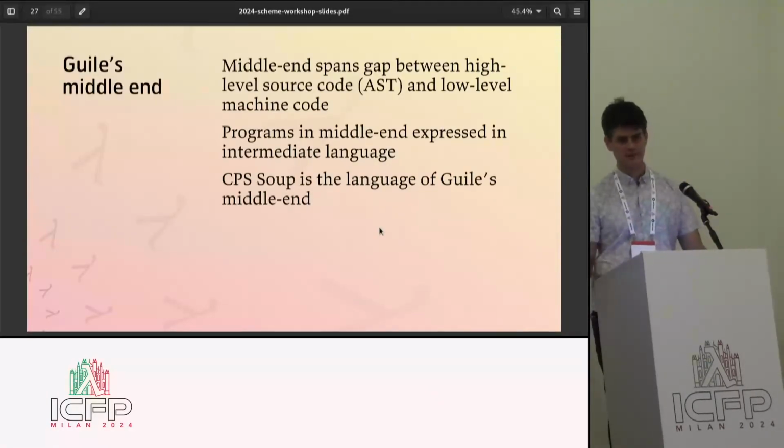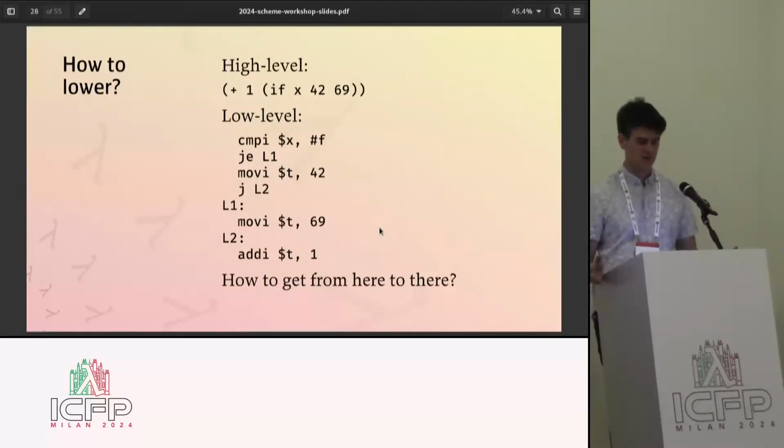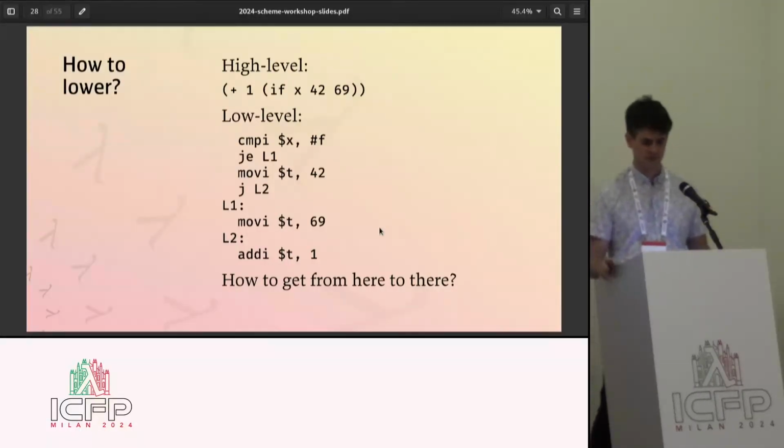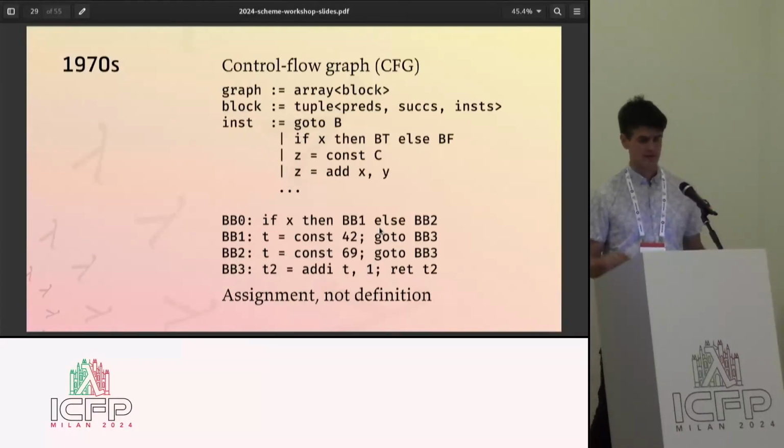And you need a language which is fit for purpose, which allows you to make this link from front end to back end. So if you have a program that's like adding 1 to either 42 or 69, then you're going to get maybe a comparison of x to false, and if it's false, you take one branch, and if it's true, you take the other branch. And what kind of language can help us bridge this gap between the algebraic and the imperative? And the classic answer, of course, is a control flow graph, right?